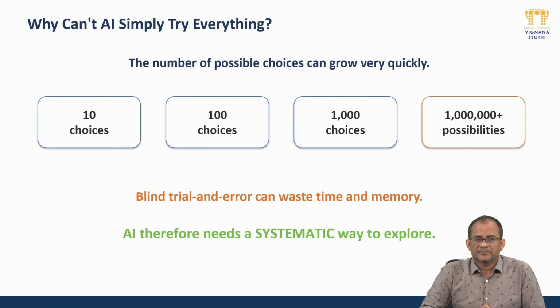Fine. Why can't AI simply try everything? Suppose there are 10 choices. In some other cases, there is a possibility of 100 choices. In some other cases, it can be 1,000. In some cases, it is more than 1 lakh or 10 lakh, something like that.